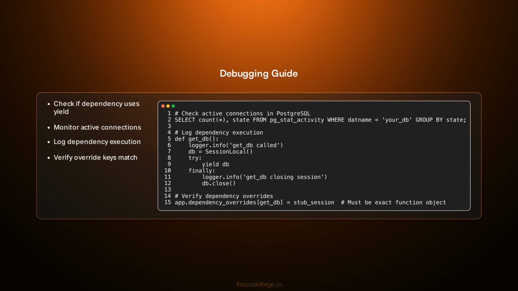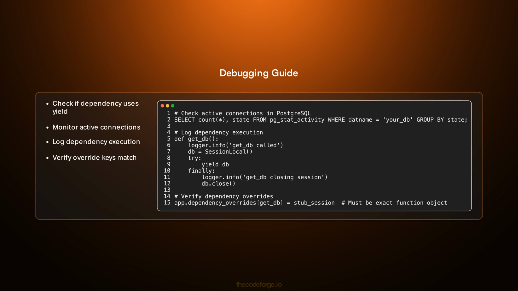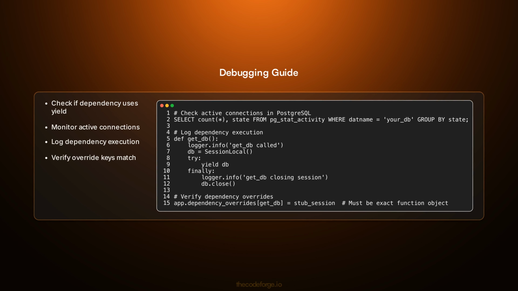To diagnose dependency issues, first check if resource-acquiring dependencies use yield. Monitor database connections to spot leaks. Add logging inside dependencies to confirm execution. For test overrides, ensure the key is the exact function object.